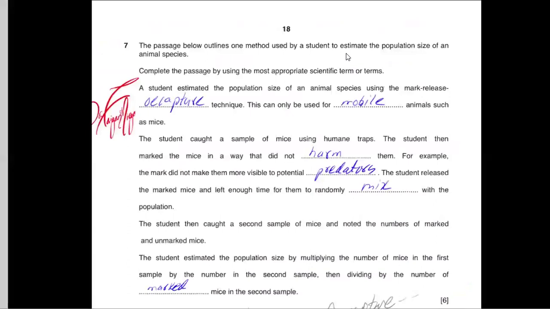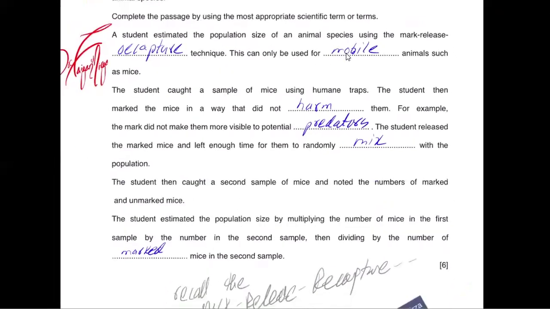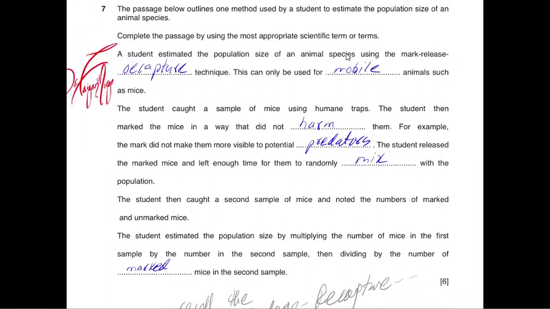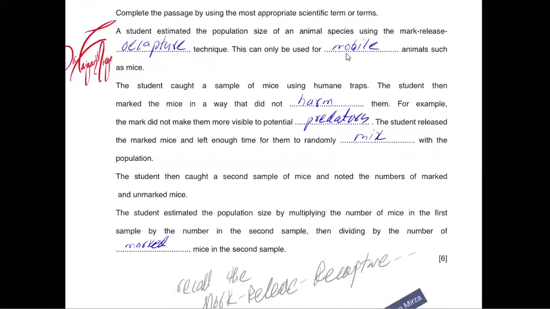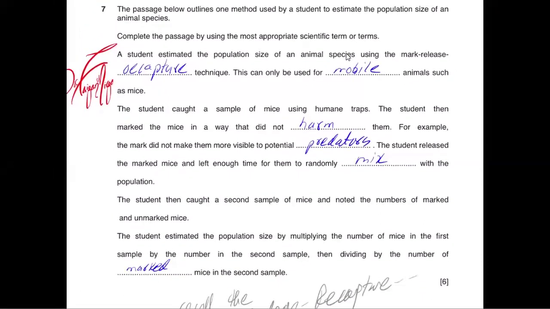Let's move on. This is May June 2019, variant 43. This question is for the fill in the blanks. This completely asks you to recall the mark release recapture technique, the Lincoln index. A student estimated the population size of an animal species using the mark release recapture technique. This can be used for mobile animals only, such as mice.